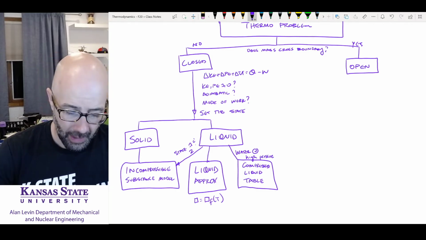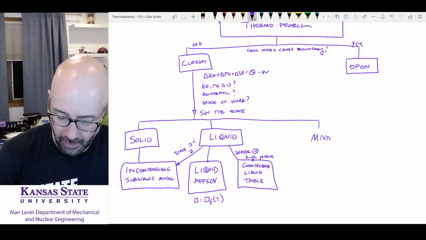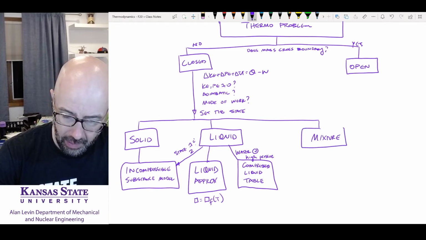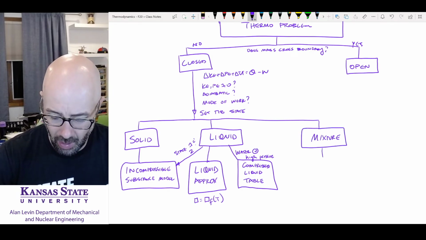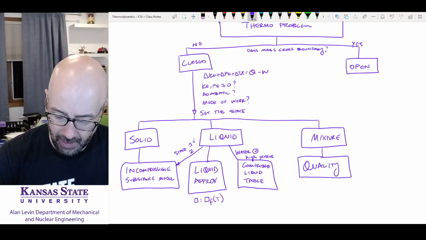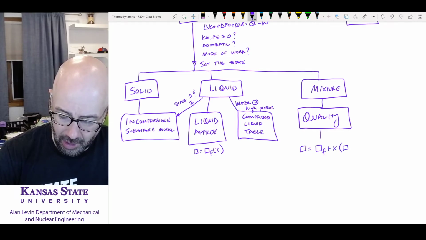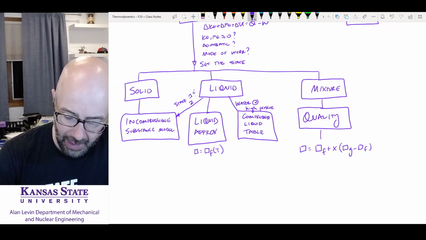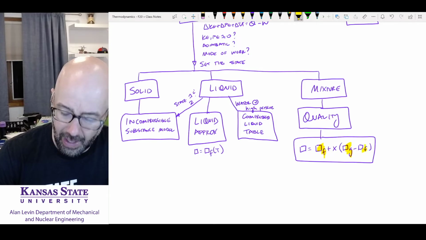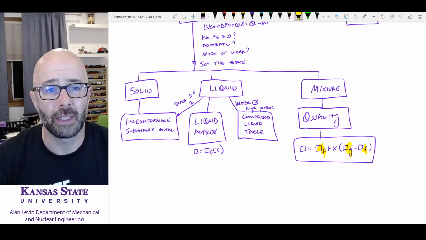Okay, now next thing here is maybe it's not a liquid, maybe it's a mixture. If it's a mixture, what are you going to do? You're going to look at the quality equation, and you are going to say that the property is equal to f plus the quality times g minus f. We're going to have to use the tables to find our values for g and values for f. Okay, either we'll know quality or we'll find quality.